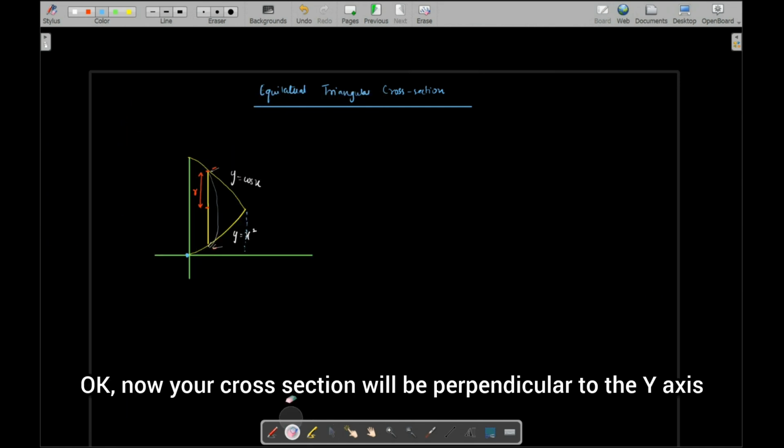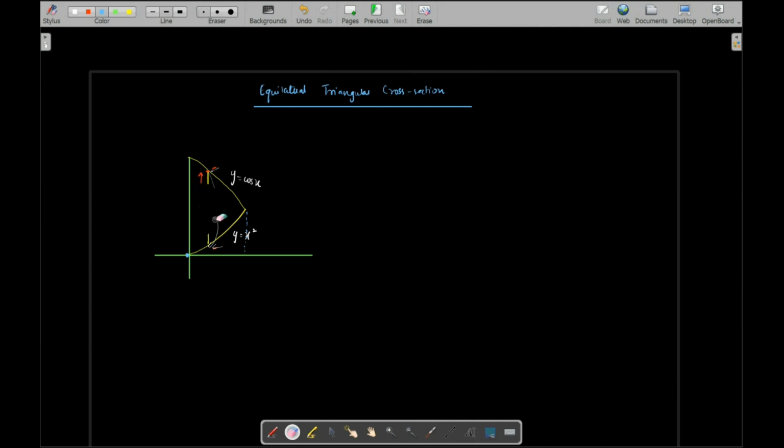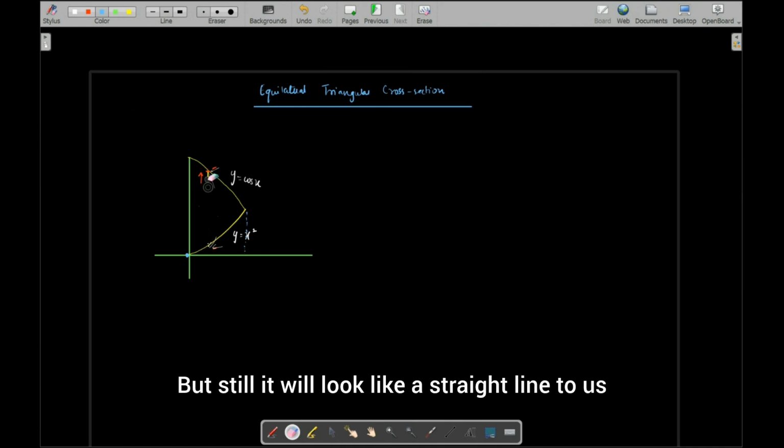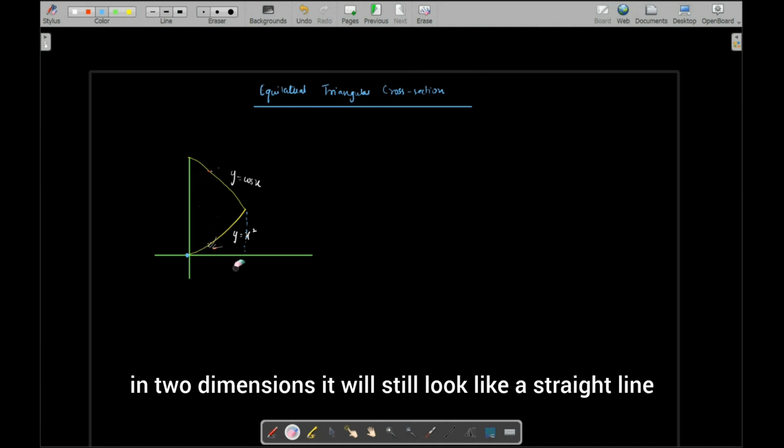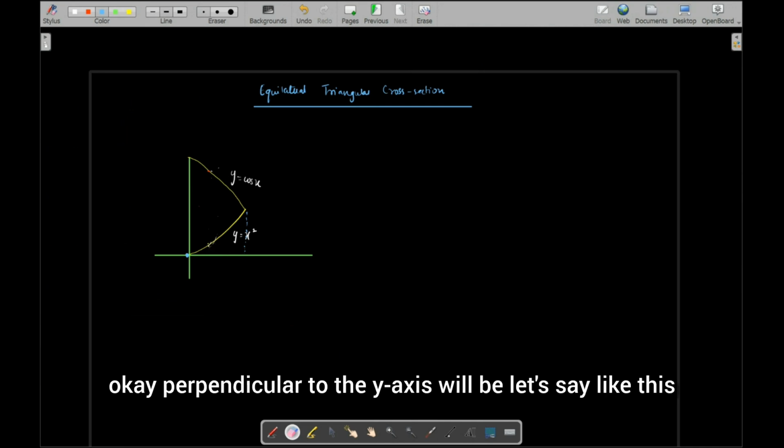Now your cross section will be perpendicular to the y-axis. But still, it will look like a straight line to us. In 2 dimensions, it will still look like a straight line. Perpendicular to the y-axis will be, let's say, like this.